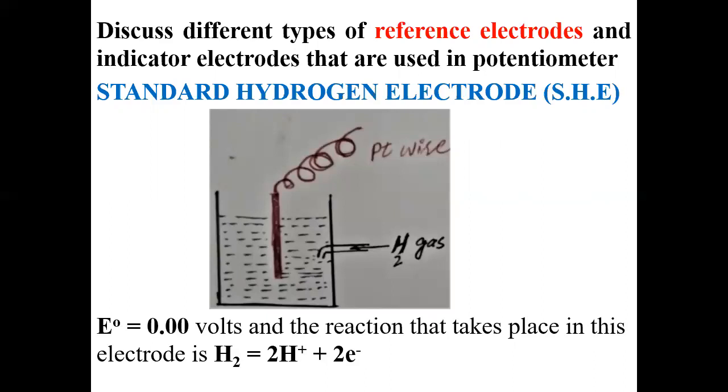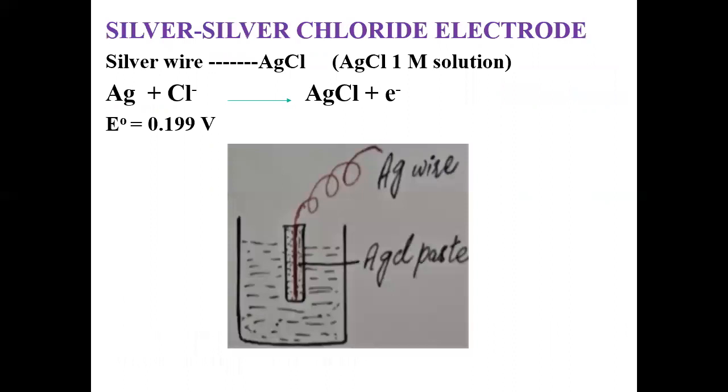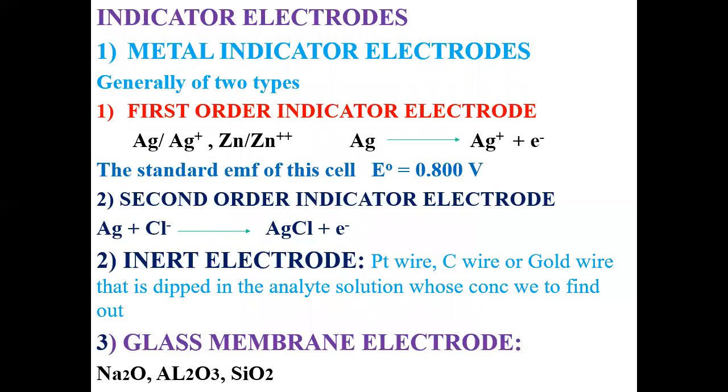And you already know, because we have discussed these topics in my previous lectures, what are the different types of reference electrodes. As you all know, there are three different types of reference electrodes. First one is the standard hydrogen electrode, second type is the saturated calomel electrode, and third type is the silver chloride electrode. We have already discussed in detail in my previous lectures.